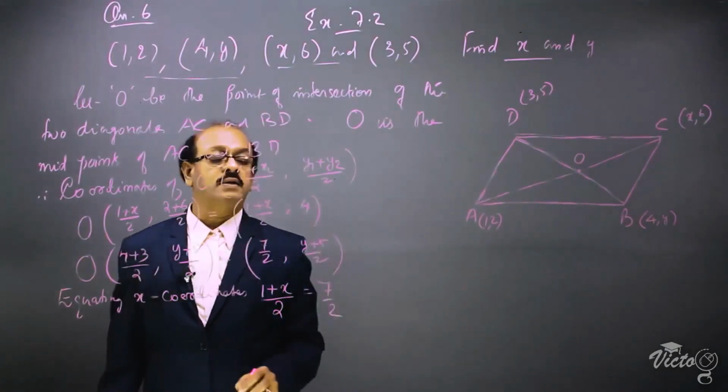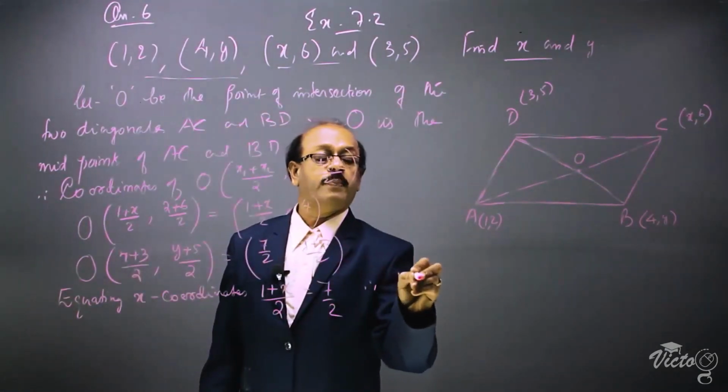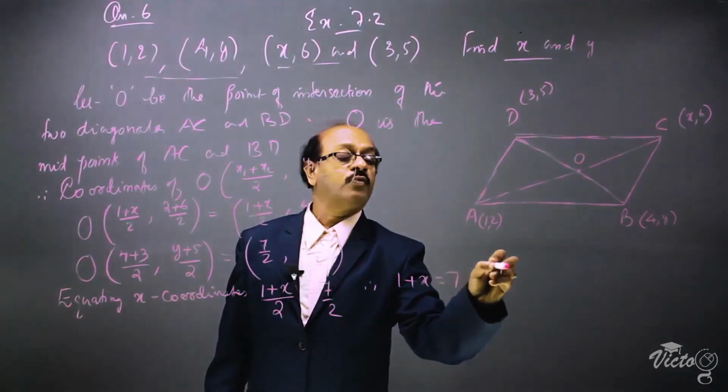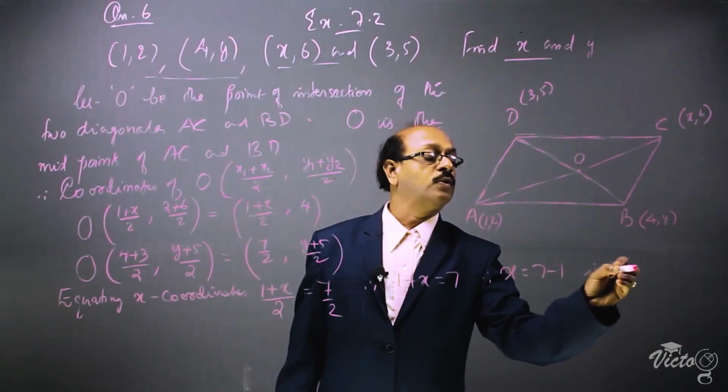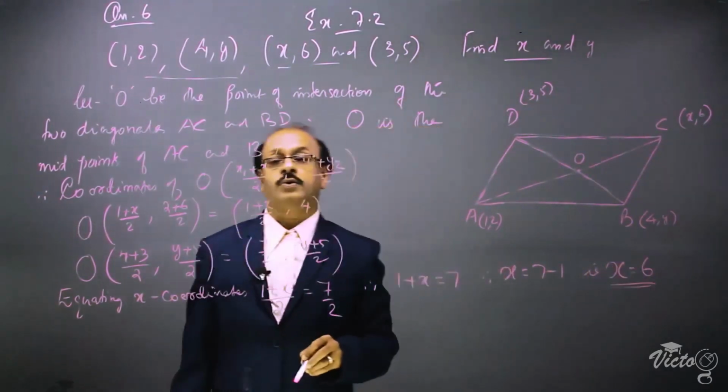2 and 2 get cancelled. Therefore, 1 plus x is equal to 7. Therefore, x is equal to 7 minus 1, that is, x is equal to 6. The value of x is equal to 6.